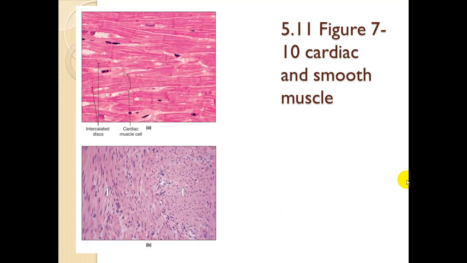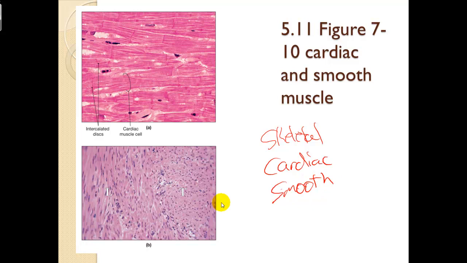Figure 7.10 in your book. And this is cardiac and smooth muscle. Now, we've talked about three types of muscle. We have skeletal, cardiac, and smooth muscle. Now, smooth muscle is absolutely autonomic, and that's this one here on the bottom.